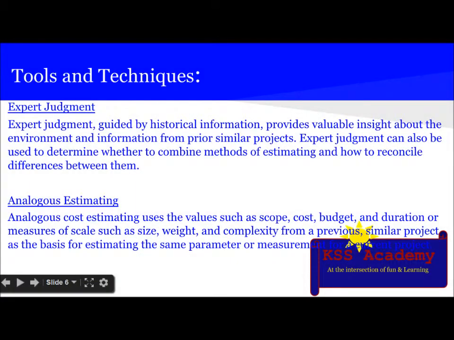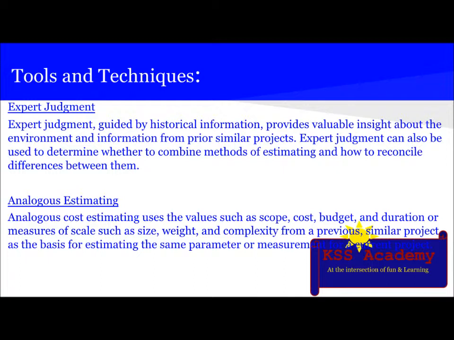Now let's see the tools and techniques involved. The first tool and technique is expert judgment, which is guided by historical information and provides valuable insight about the environment and information from prior similar projects. Expert judgment can also be used to determine whether to combine methods of estimating and how to reconcile differences between them. Then there is analogous estimating.